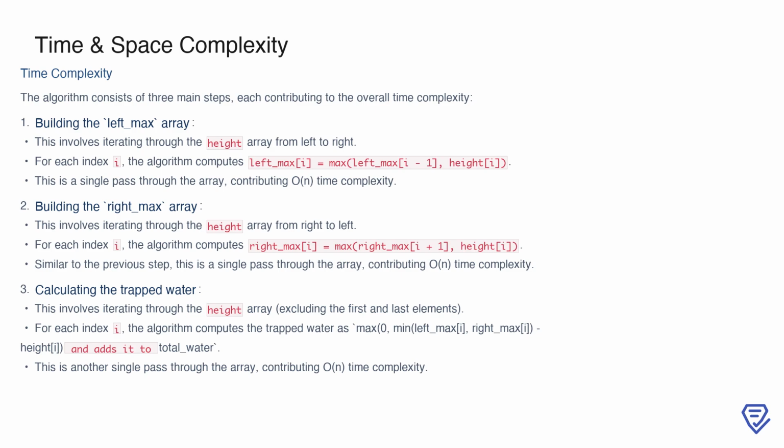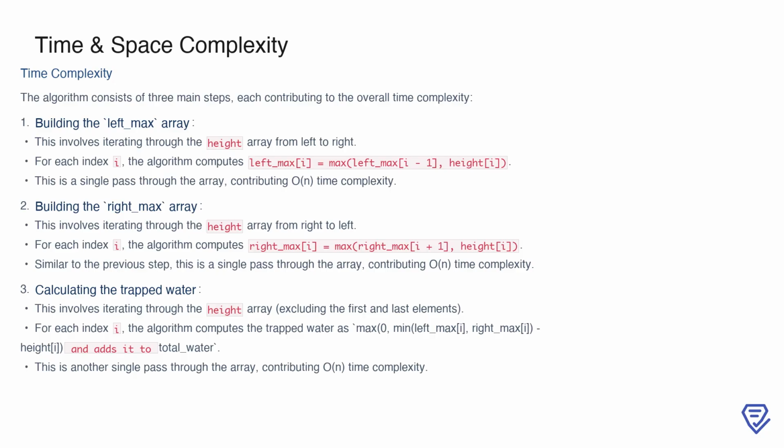Next, we construct the right_max array. This time, we traverse the height array from right to left. For each index i, we calculate the maximum height seen to the right and store it in right_max[i]. Similar to the previous step, this also requires a single pass, contributing another O(n).